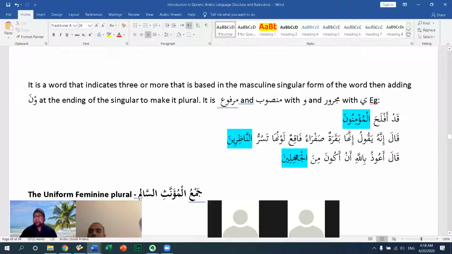Here also we have قال أعوذ بالله أن أكون من الجاهلين. من حرف جر الجاهلين مجرور وعلامة الجر الياء الساكنة من الجاهلين. So the sign of jar is the ya and the ya. So we say it is marfu' and mansub.